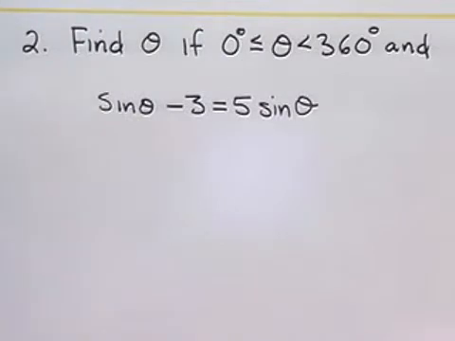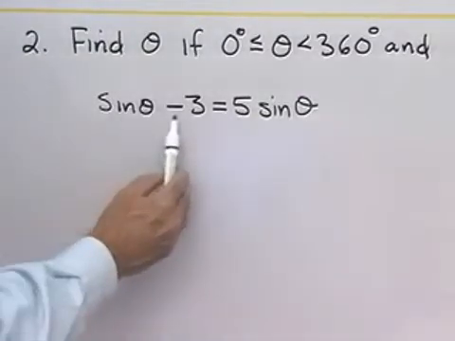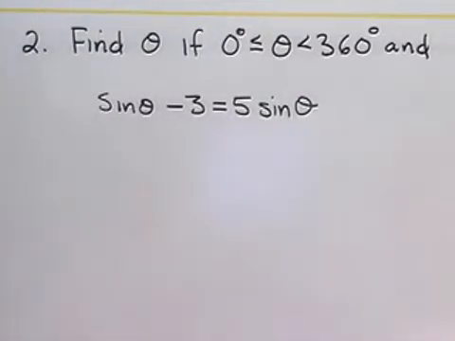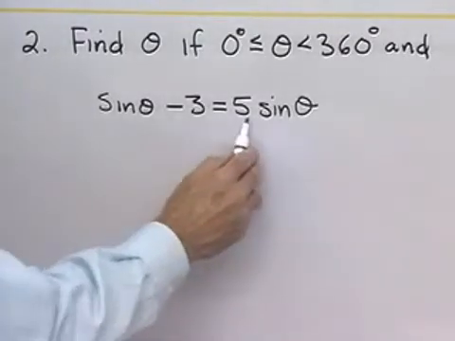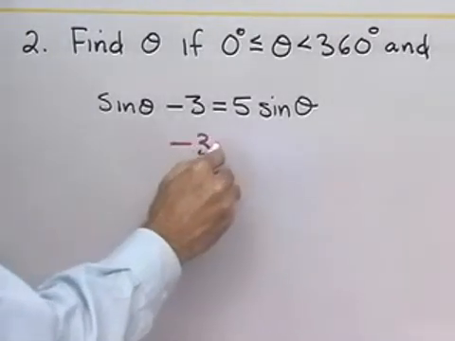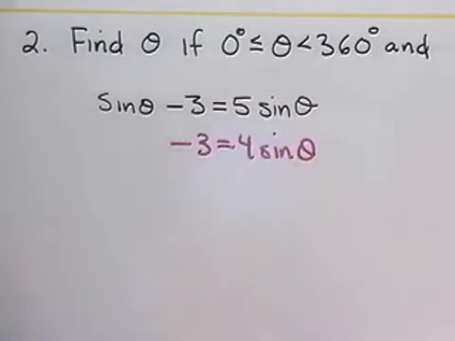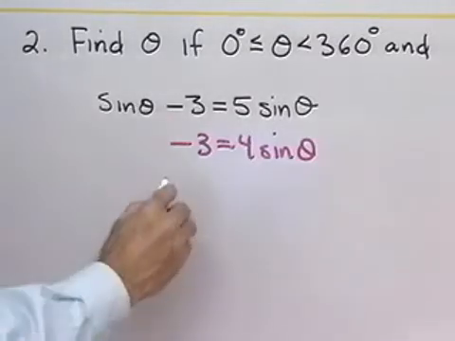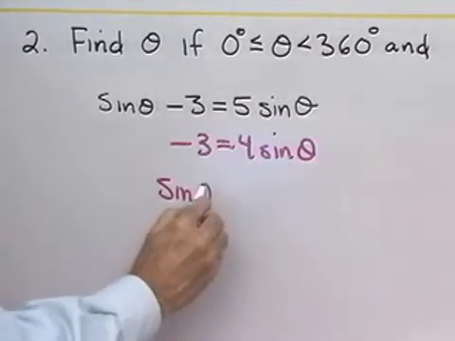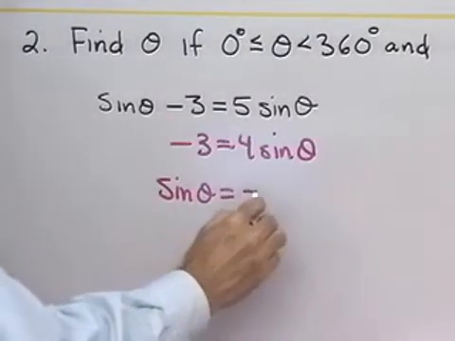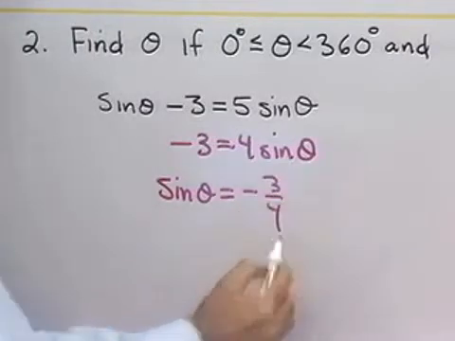Now I want to find theta if theta is between 0 and 360, so I'm looking for degree solutions, and sine theta minus 3 is equal to 5 sine theta. So let's see, I think I'll add negative sine theta to both sides. I have negative 3 is equal to 4 sine theta. I'll divide both sides by 4, and I'll end up with sine theta is equal to negative 3/4.